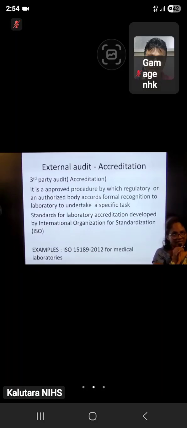You all know about accreditation. So, what is the accreditation for, especially for medical laboratories? ISO 15189.